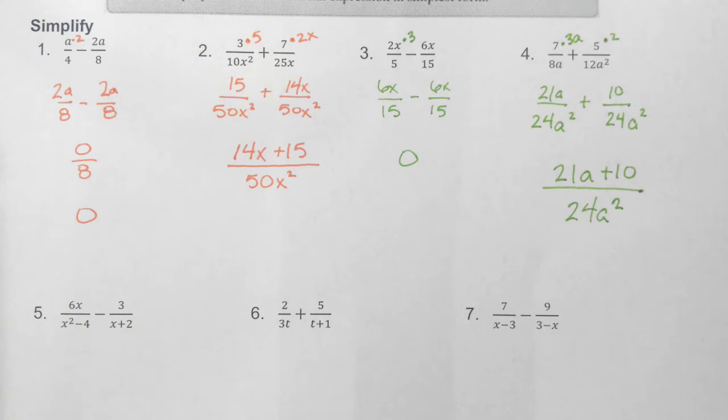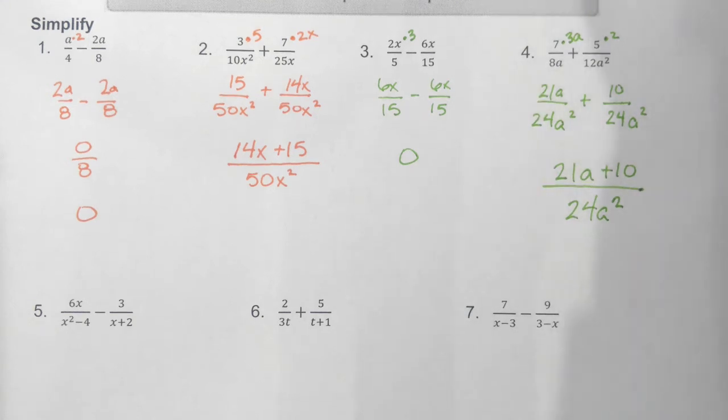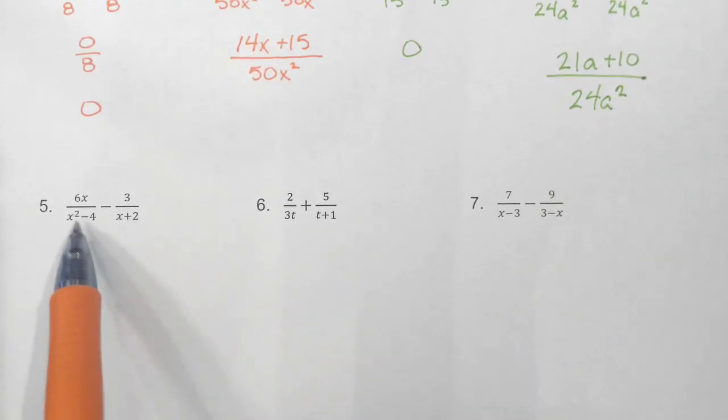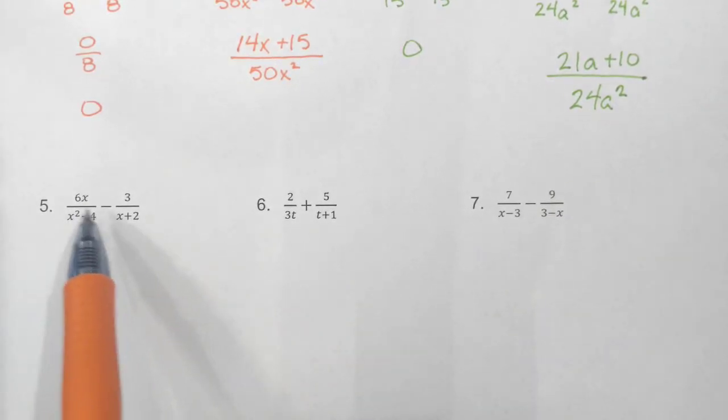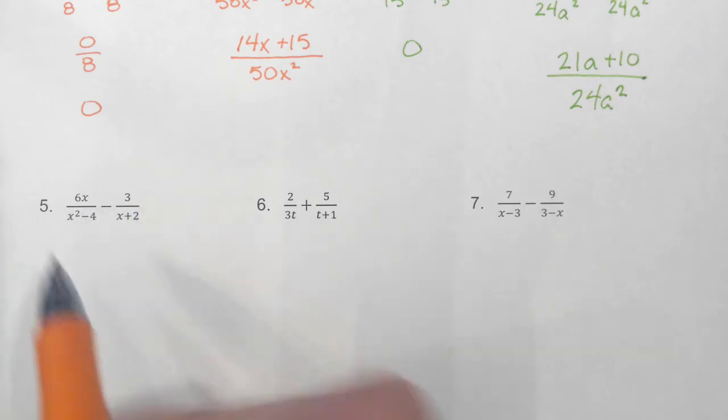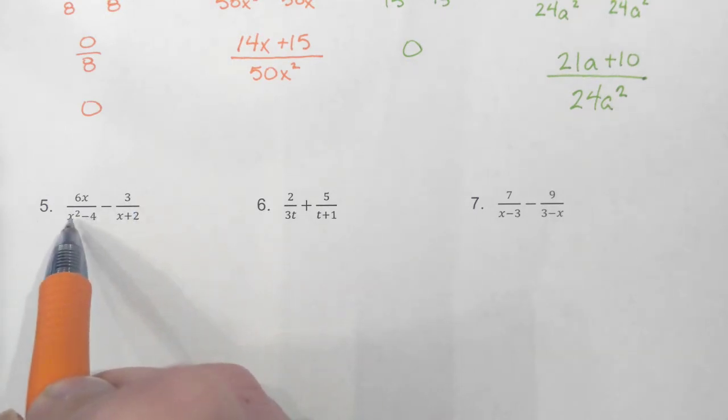All right, we'll move on. Number 5 is slightly more involved. Look at that first denominator. Remember, it's best to factor denominators if they factor. So we're going to factor that. Hopefully you recognize that to be a difference of squares.